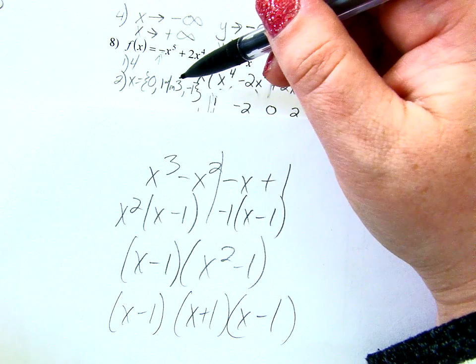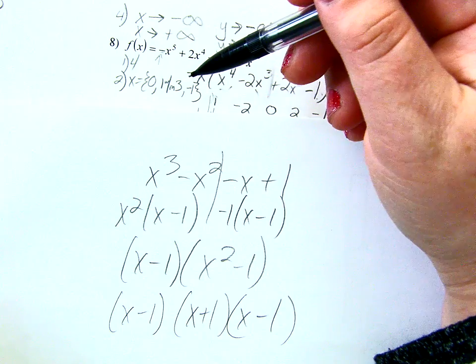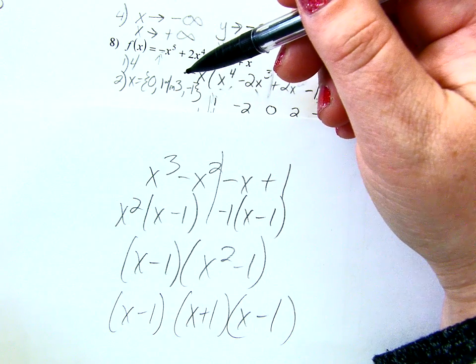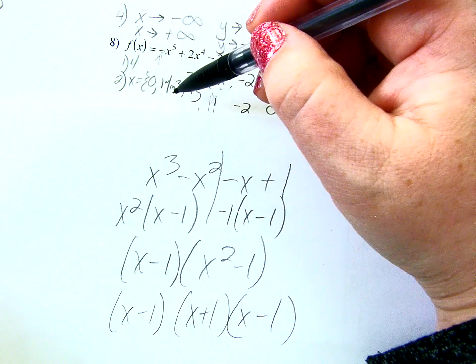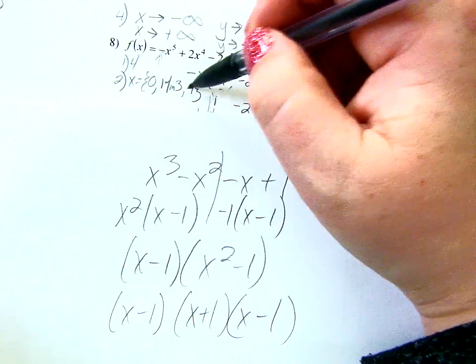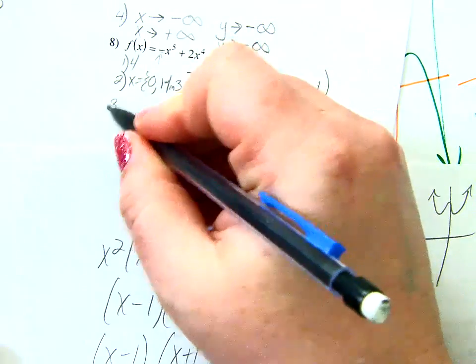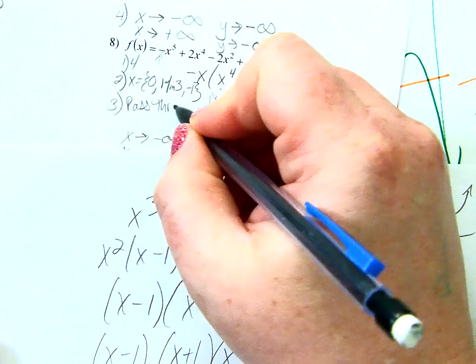Is this graph going to bounce anywhere? No, it passes through at all of them. Remember, if it's an odd multiplicity, it passes right through. So it's going to pass through at 0, at 1, and at negative 1. So for 3, we can just say pass through all. Pass through everywhere.